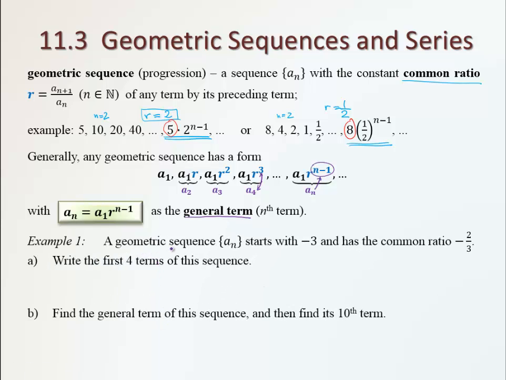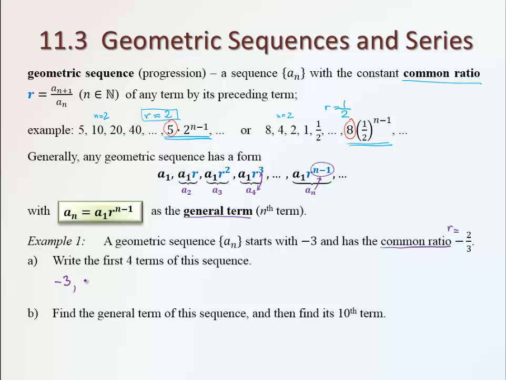Okay, let's see how the geometric sequence behaves. If we start with -3 and we go with the common ratio -2/3, what are the first 4 terms of such a sequence? Well, the first term is -3 for sure, because that's what we start with. The next one will be the first times the common ratio r. So negative and negative makes it positive. So we can observe that since the common ratio is negative, the sign will alternate. So every next term will have the opposite sign to the previous one.